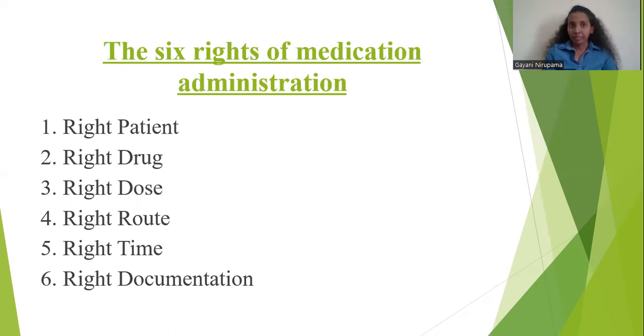Let's start with the basics. The 6 rights of medication administration are crucial to avoid errors and prevent harm to patients. They are: first one, right patient; second one, right drug; third one, right dose; fourth one, right route; fifth one, right time; sixth one, right documentation. We'll go through each of these rights one by one.